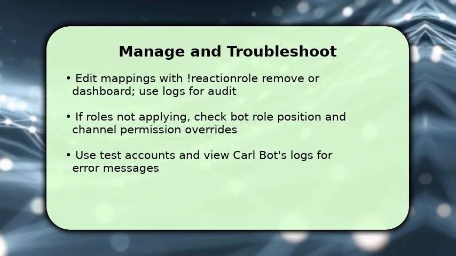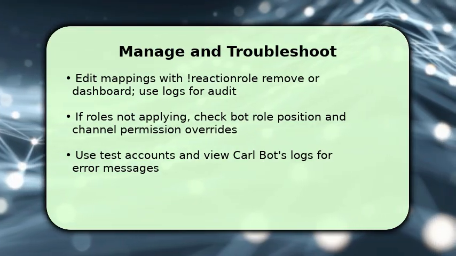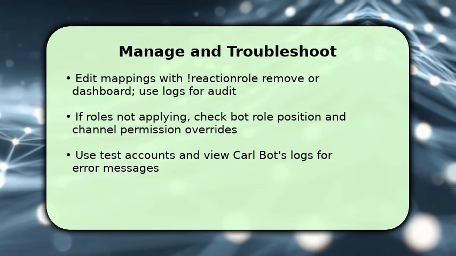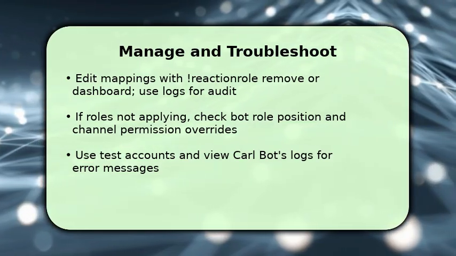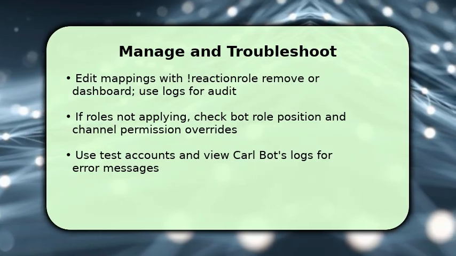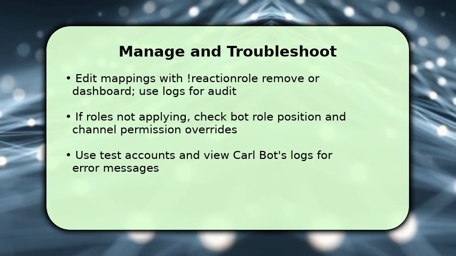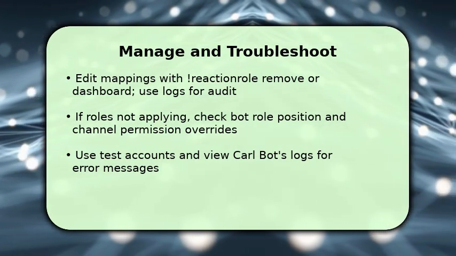If roles aren't applying, check the bot's role position first. Discord blocks changes if the bot is below the target role, and then inspect channel-specific permission overrides. If problems persist, test with an alternate account and read Carl bot's error messages in logs. Fix permission gaps and reapply the mapping. That single check usually resolves it.